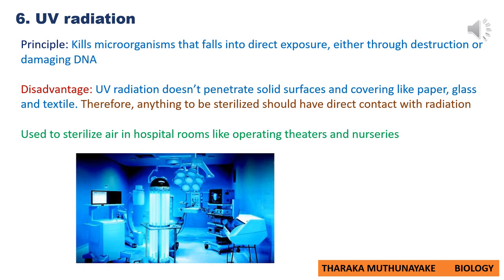UV radiation is used to sterilize air in hospital rooms like operating theaters and nurseries. So remember, you have to memorize the conditions applied in previous methods also, and also you have to memorize which materials or which items can be sterilized. Also you have to memorize the principle, whether there is a disadvantage or advantage, those should be memorized separately. Therefore, underline those points in your note.